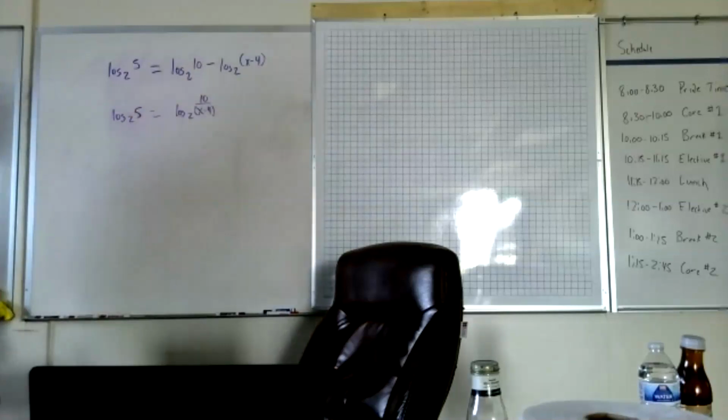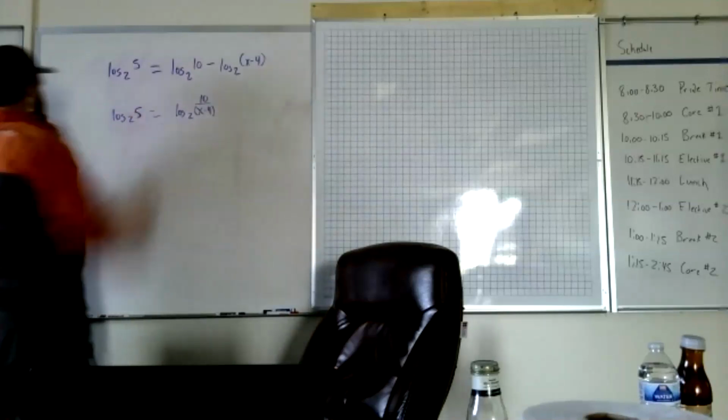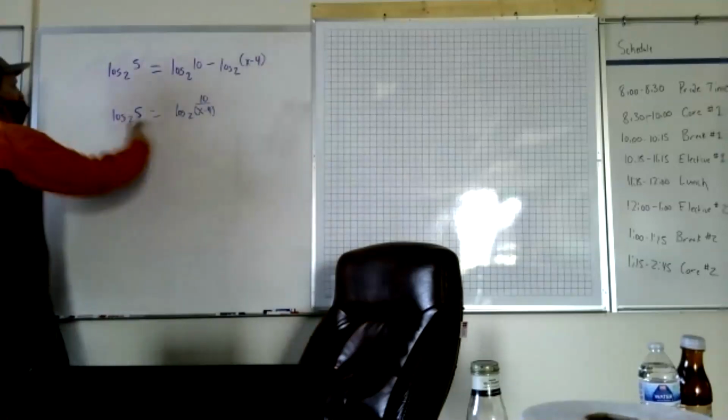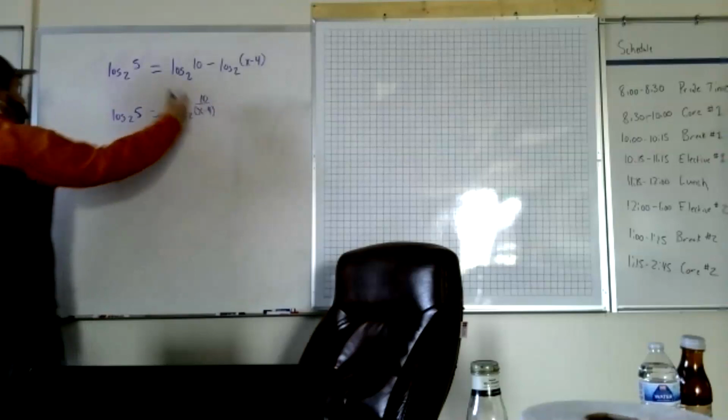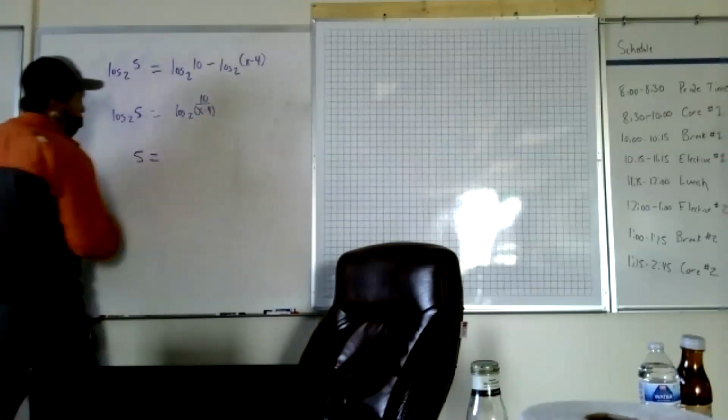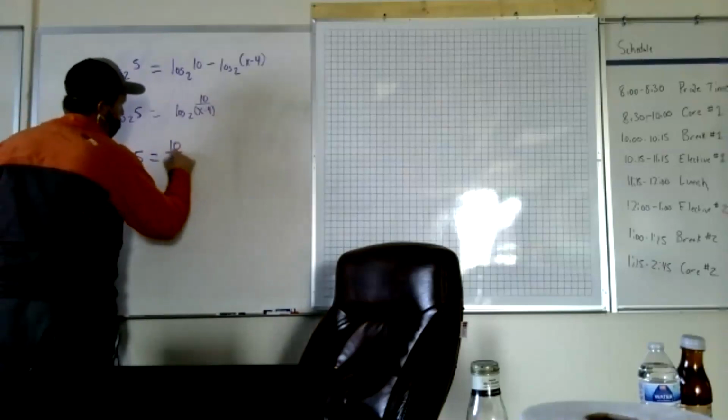Here's where my one-to-one property kicks in. They both have the same base. They're both the same logarithms. It allows me to drop them because 5 must be equivalent to 10 divided by x minus 4. So the one-to-one property of logarithms gives me this.